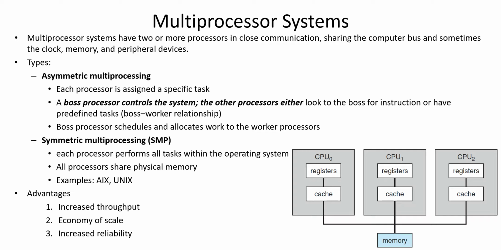Second, symmetric multiprocessing, often abbreviated SMP. Here, every processor performs all tasks within the operating system. All processors share physical memory equally. Examples of systems using this approach include AIX and Unix. Multiprocessor systems offer some clear advantages. Increased throughput, since more work gets done in parallel. Economy of scale, since sharing resources across processors is often cheaper than running separate systems. And increased reliability, since if one processor fails, the others can often continue operating.